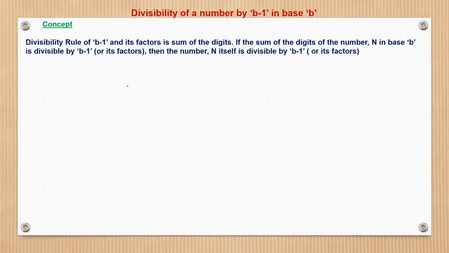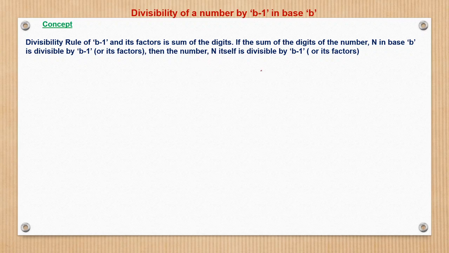Let's start. First we'll check the divisibility test of a number when divided by some other number. Here we will be looking at two cases. One of the cases is when a number in base b is divided by b minus 1 or its factor. In that case the divisibility rule is that if the sum of the digits of the number is divisible by b minus 1 or its factor, then the number n itself will be divisible by b minus 1.